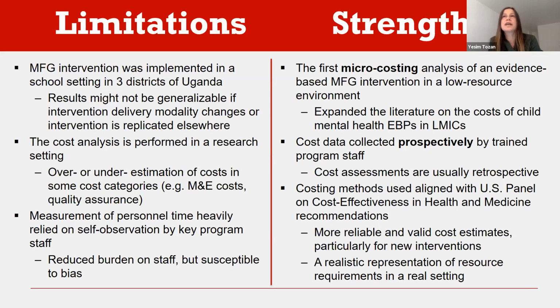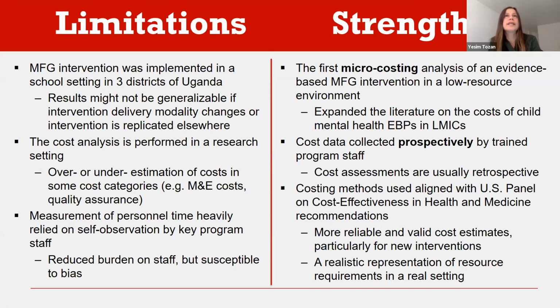Typically, most cost assessments are done retrospectively, even in trials. So that was one of our major advantages in this study. And our costing methods and tools were aligned with the recommendations of the US panel on cost effectiveness in health and medicine. That way, we believe that we ended up with more reliable and valid cost estimates. And microcosting is specifically recommended for new interventions where no previous estimates are available. And by separating our programmatic costs from research costs, we also believe that we managed to give a realistic representation of resource requirements in real life settings.